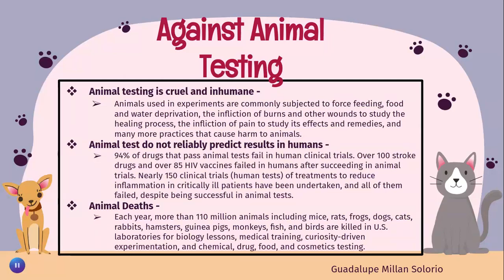This is showing us that only 6% of the products tested on animals are going to be successful for human use. And that 6% isn't a justification for the high amount of animals that are used for animal testing, and they are dying every day and also going through different pain, suffering, and harm. Animal deaths. Each year, more than 110 million animals including mice, rats, frogs, dogs, cats, rabbits, hamsters, guinea pigs, monkeys, fish, and many more are killed in the US for biology lessons, medical training, experimentation, and chemical, drug, food, and cosmetic testing.